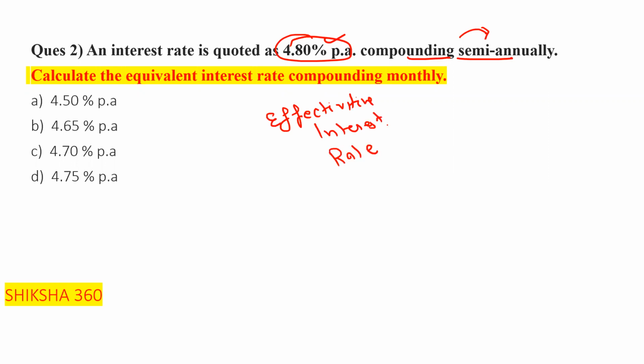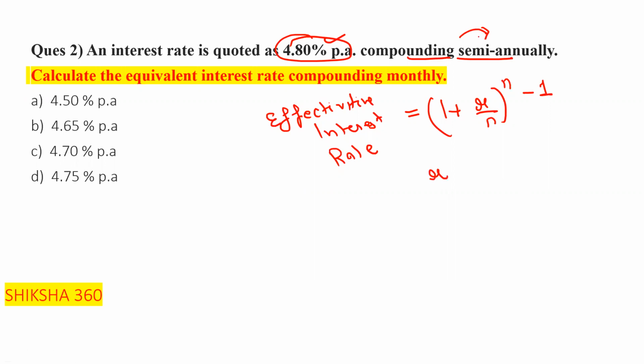So how can we solve the effective interest rate? It comes out to be (1 + R/N)^N - 1. So here, what is the value of R?